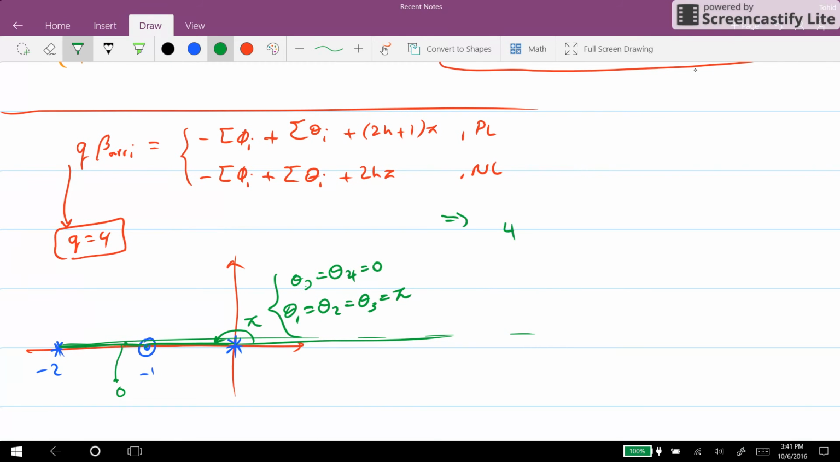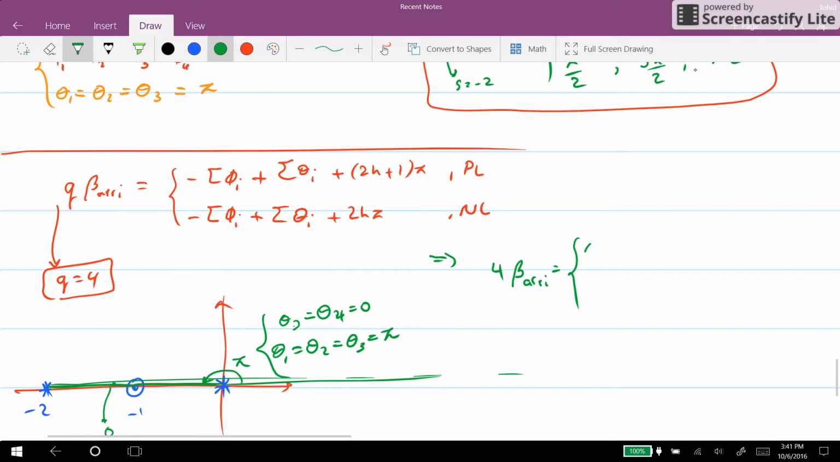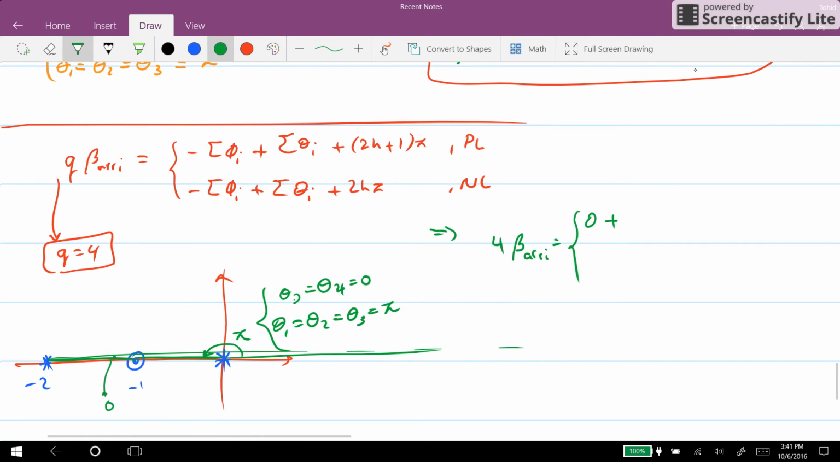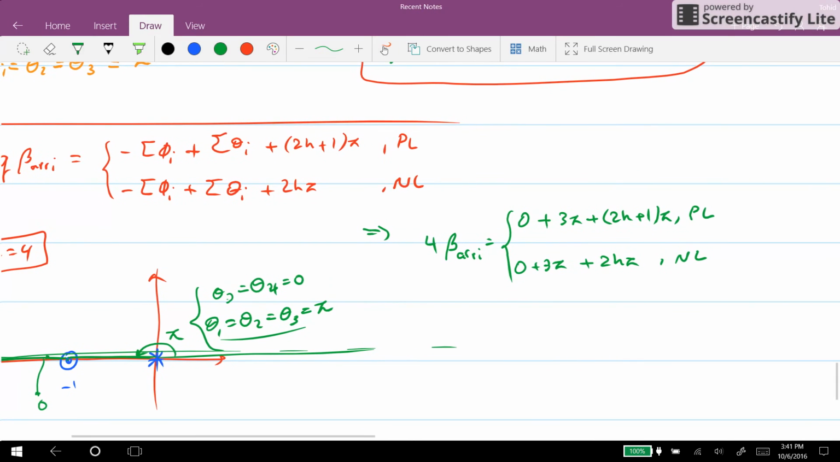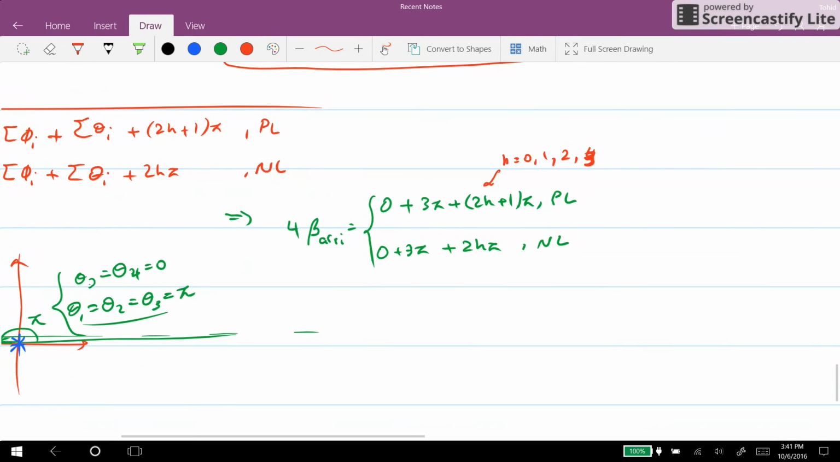Therefore, we will have 4 times beta arrival equal to 0 plus 3 pi coming from here plus 2h plus 1 times pi for the positive locus, and 0 plus 3 pi plus 2h pi for the negative locus. And since we have q equal to 4, we need to set h equal to 0, 1, 2, and 3. So 4 values for h we need.